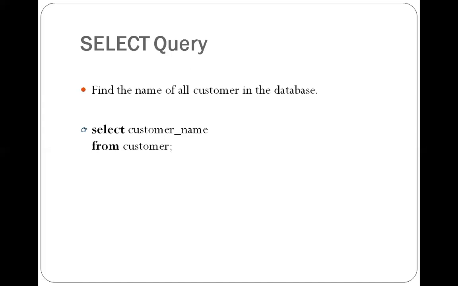Right. I can also write this query in such a manner: select customer name from customer. What is that? That is select table name dot attribute name from table name. That is, select table name, which is customer, dot attribute name, which is customer name, from table name, that is customer. Okay.